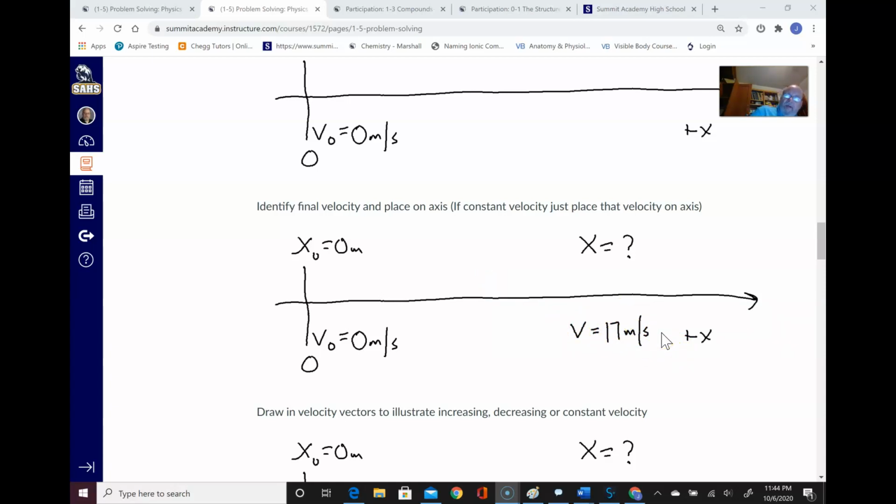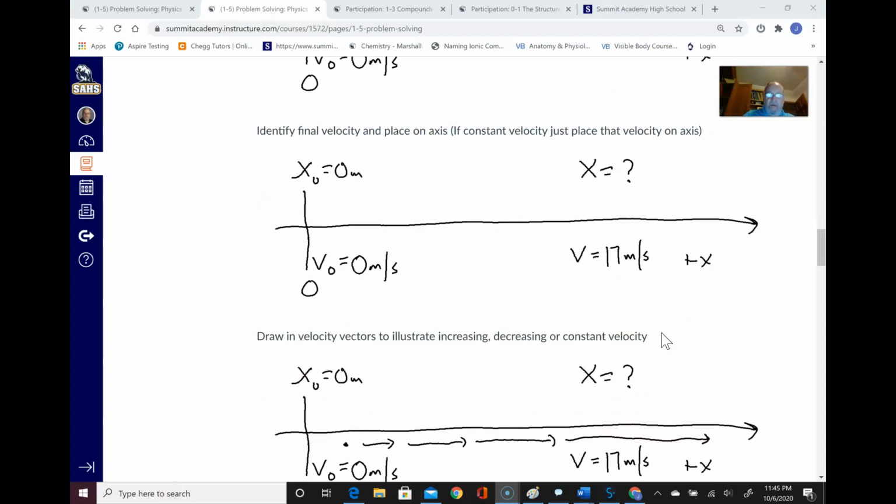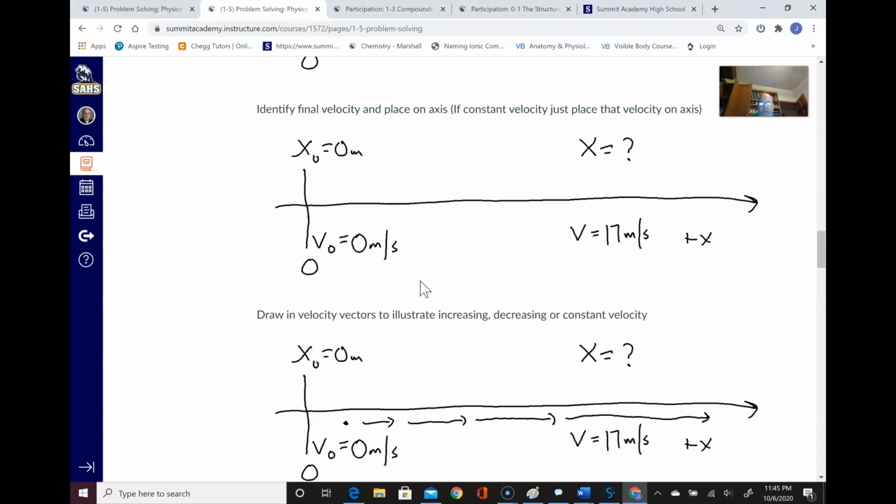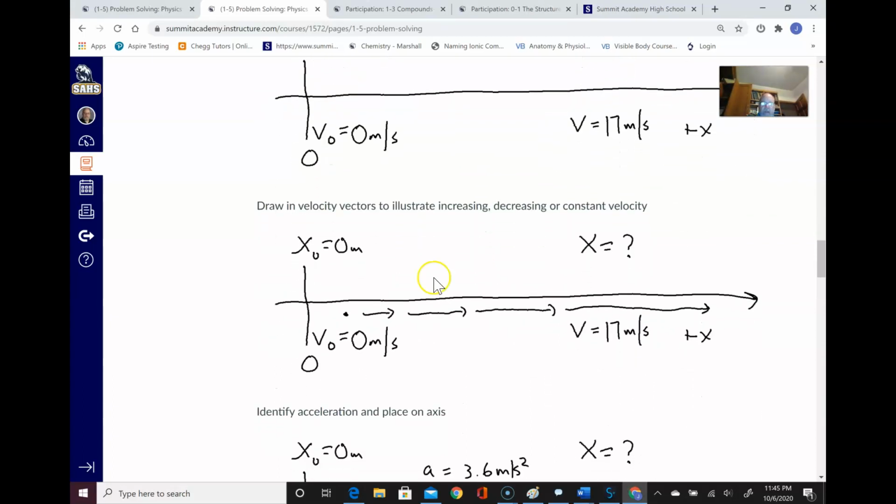Okay, so identify the final velocity and place it on the axis. If constant velocity, just place that velocity on the axis. But we're going to place an increasing velocity here on the x-axis. So drawing velocity vectors to also illustrate decreasing or increasing or constant velocity. Okay, this is going to tell us what the motion of our object is doing.